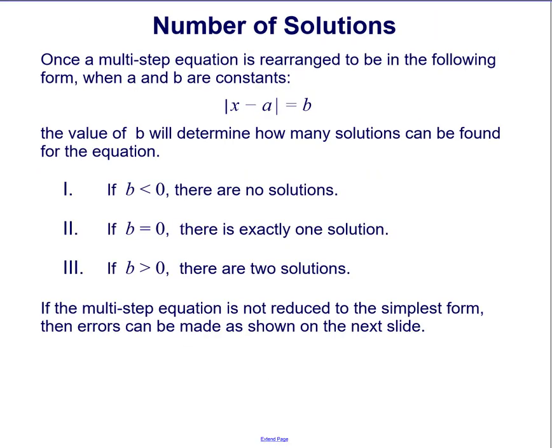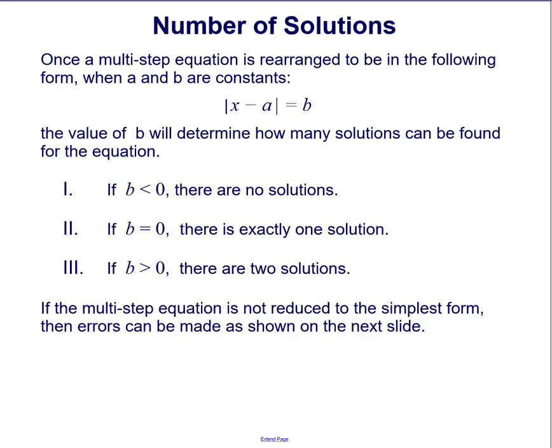Number of solutions. Once a multi-step equation is arranged to be in the following form, when a and b are constants, we have the absolute value of x minus a is equal to b. Notice we are talking about equations. In this case, we're not talking about inequalities. We're talking specifically about equations. That's important to note. The value of b will determine how many solutions can be found for the equation.